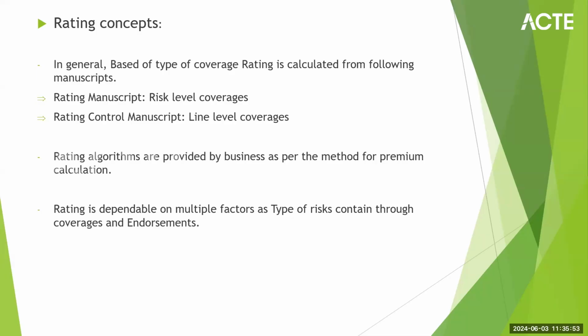Okay, as per the method for premium calculation, every project varies with the calculation of the premiums. The requirement is provided by the business team, and based on that, the premium will be calculated. The algorithm will be changing for each and every product. Rating is dependent on multiple factors such as type of risk, coverages and endorsements. It's dependent on the endorsement value, the types of coverages, or the types of risk we are applying. The rating will be changing.